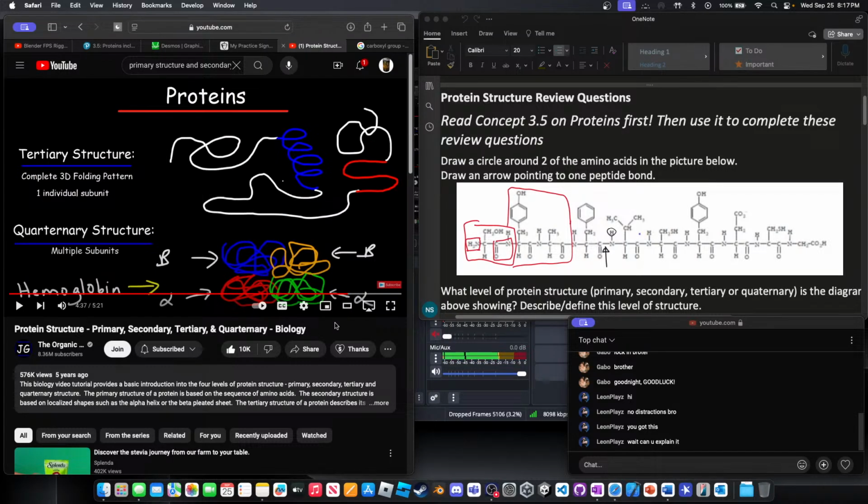So we can see in some areas it's just a straight chain. Here we have an alpha helix, and here we have a beta pleated sheet.